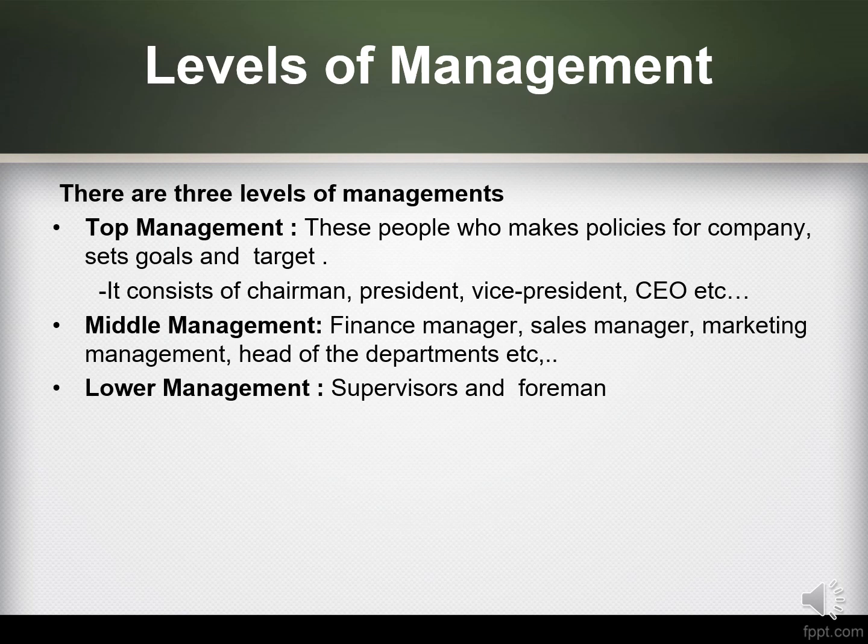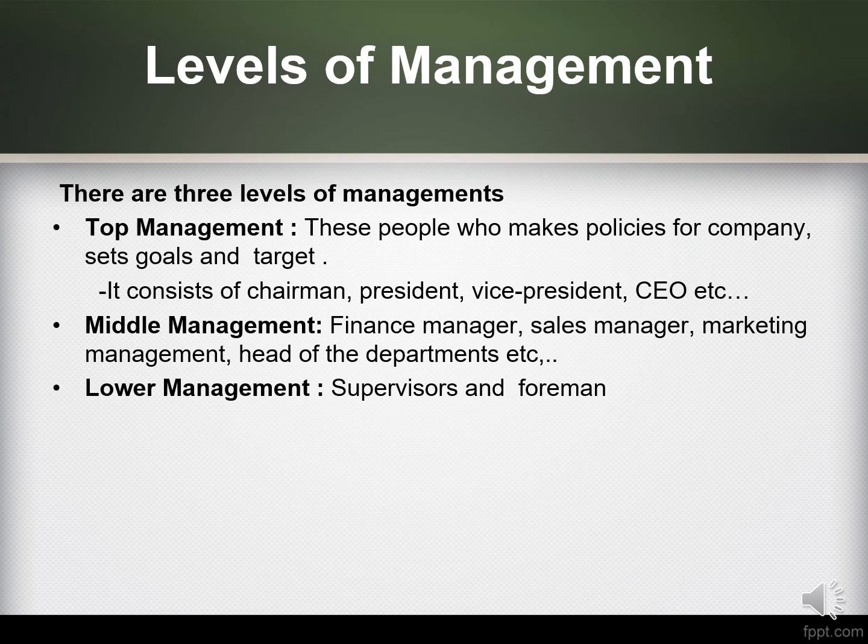The first topic we are going to see is levels of management. We have seen that the art of doing things through people is termed management, right? So we need levels of management when we do things in the management area. It includes top management, middle level management, and lower management.